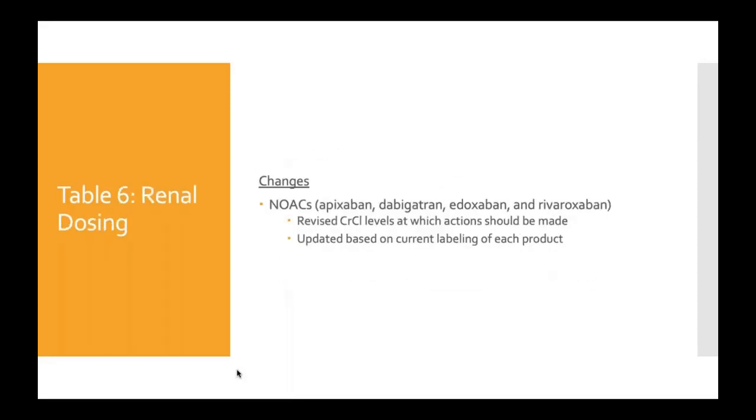Okay, so moving on to the renal dosing table, there weren't any removals from this table. There were a few changes. All of the newer anticoagulation agents, so the NOACs, apixaban, dabigatran, edoxaban, and rivaroxaban, had already been included in this table, but the creatinine clearance cutoffs at which doses should be adjusted or the medication should be avoided were specified with this newer update. And those updates were just based on the current labelings of each product.